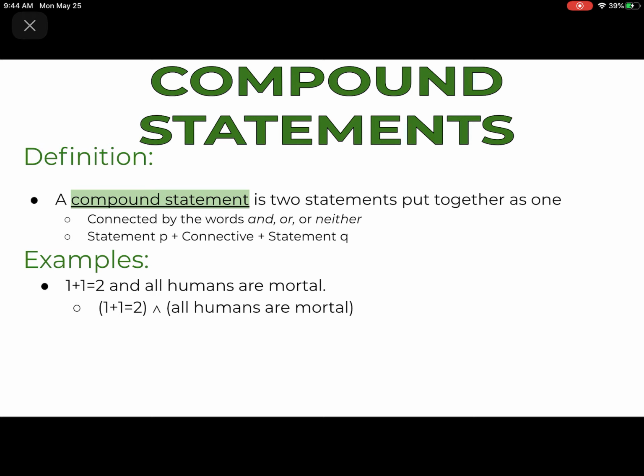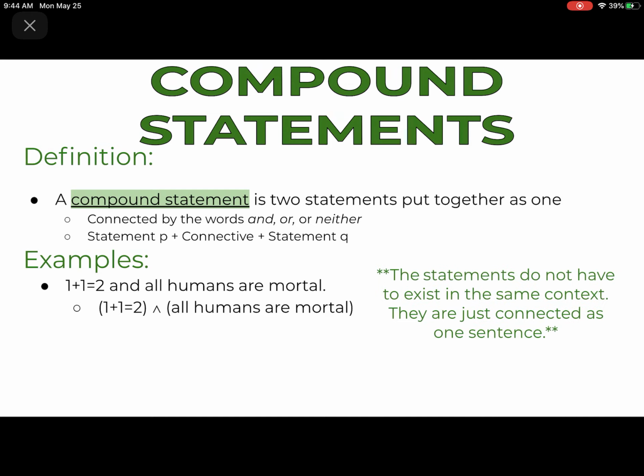That's in the English. In the math terms, you see that upper caret between them, and the statements just have parentheses around them. Just so you know, the statements do not have to exist in the same context. They are just connected as one statement, one sentence. It doesn't have to be the same. 1 plus 1 equals 2, and all humans are mortal is a compound statement.